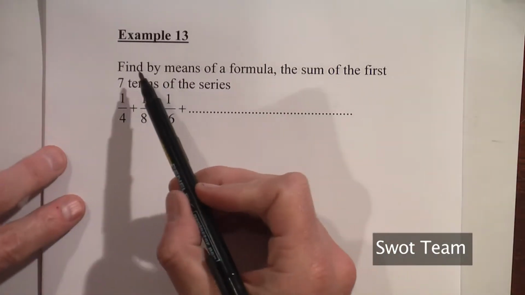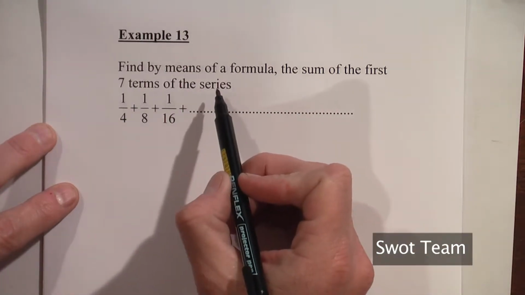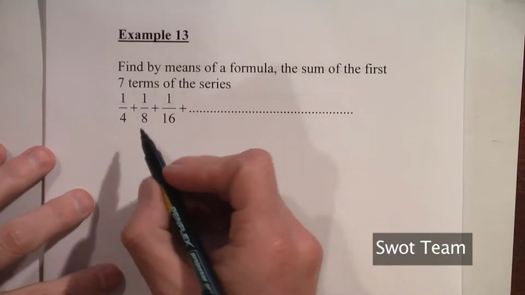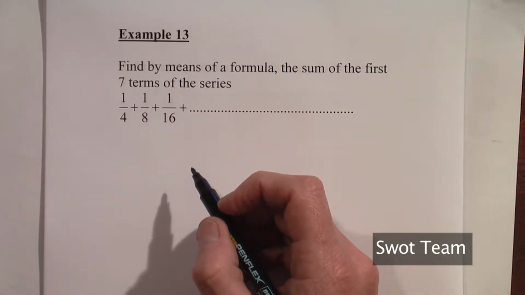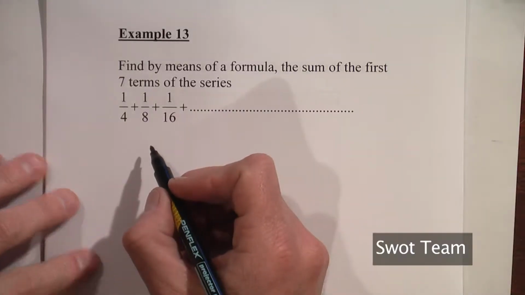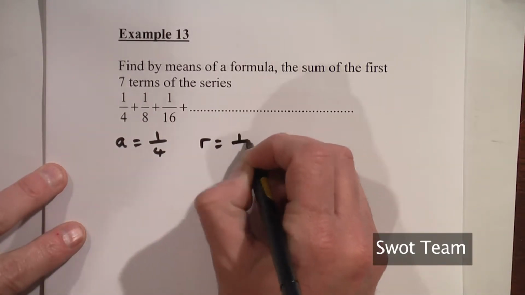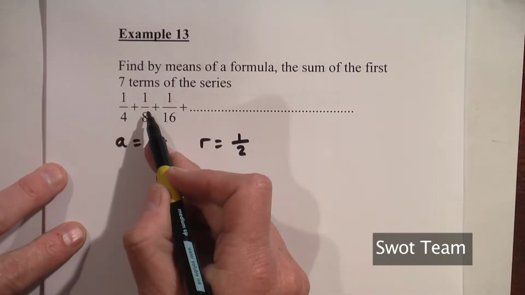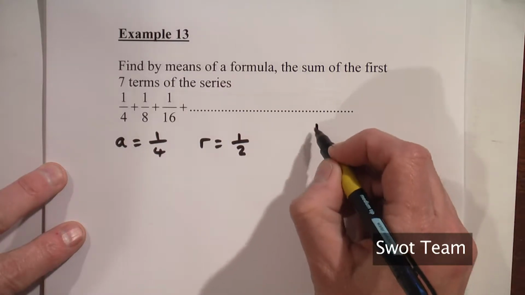Example 13. Find by means of a formula the sum of the first 7 terms of the series. Careful now, what do you think it is? Arithmetic or geometric? Let's test. Okay, well, if I'm going from a quarter to an eighth to a 16th, you're not really minusing or adding anything, but what we're doing is I presume we're going to be multiplying by something. And I think, if you look at this carefully, I say that the a is a quarter and the constant ratio is a half, because a quarter times a half is an eighth, times a half is, of course, a 16th.